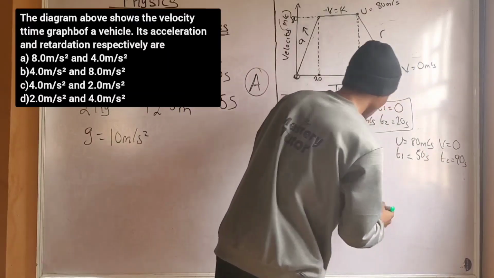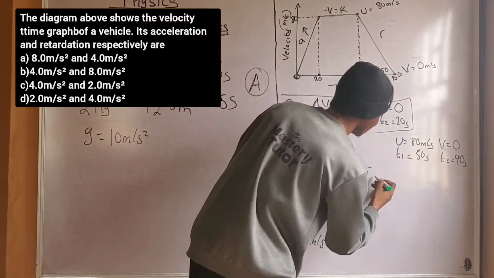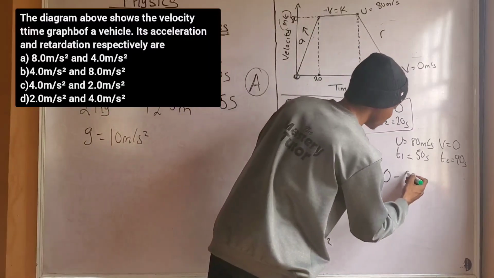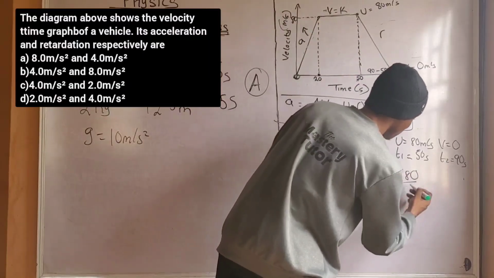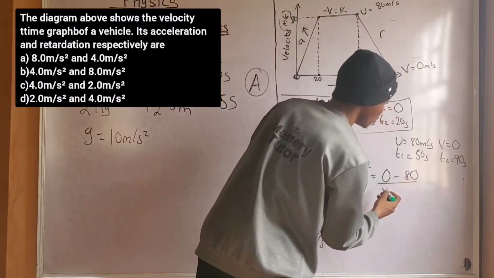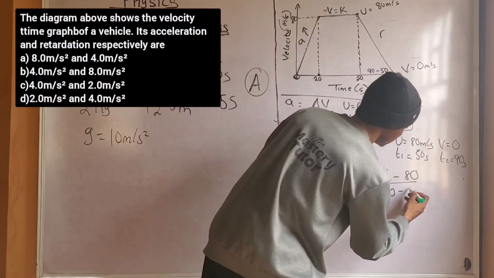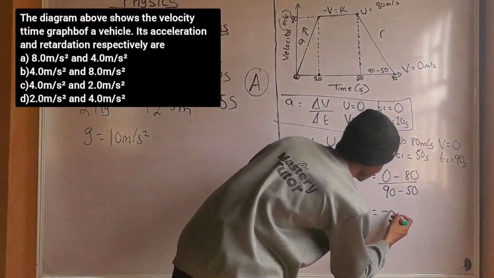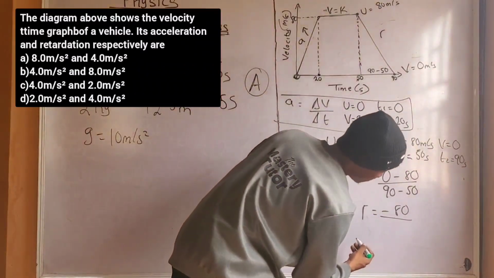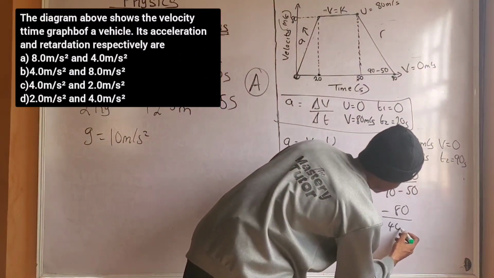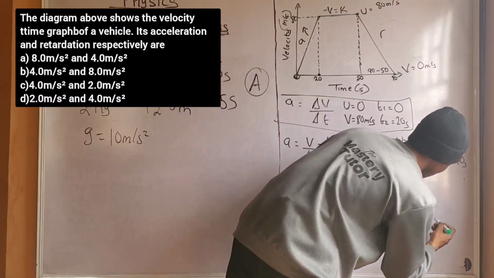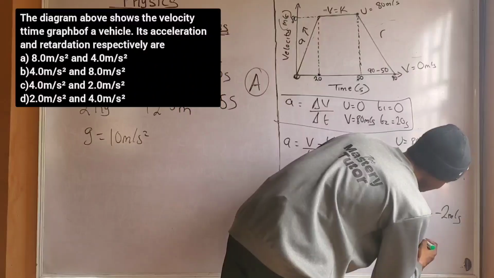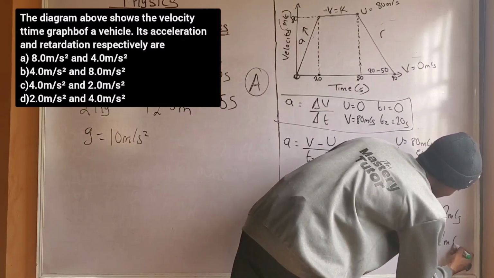Okay. So we can calculate the retardation as follows. Retardation equals v minus u, 0 minus 80, all over T2, which is 90 minus 50. Okay. So retardation equals negative 80 over 40. r equals negative 2 meters per second squared.